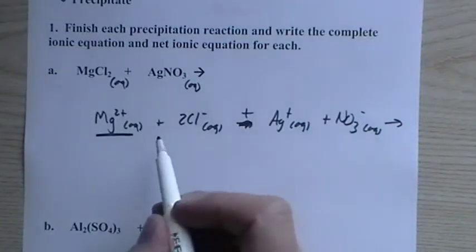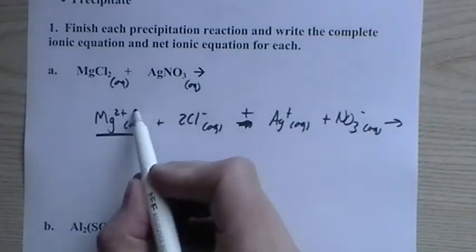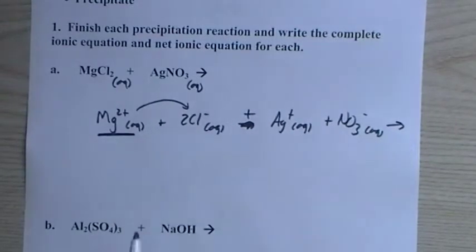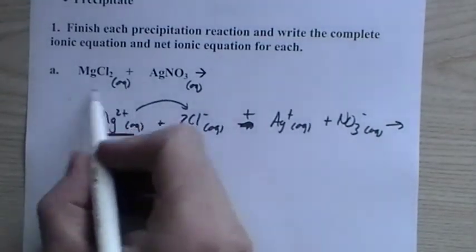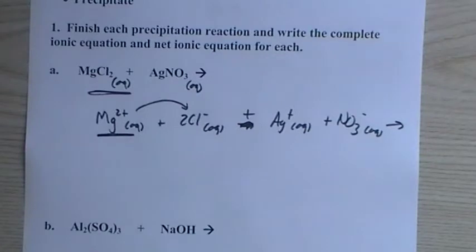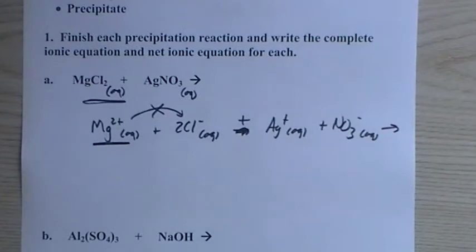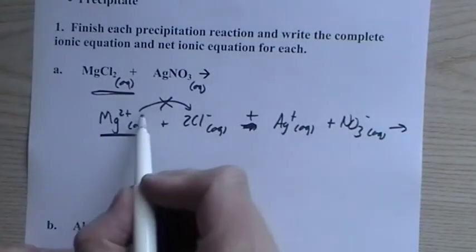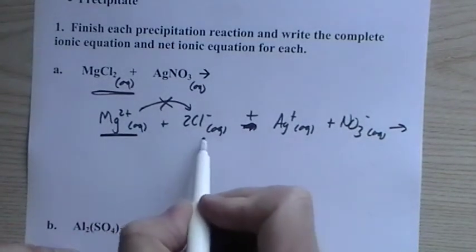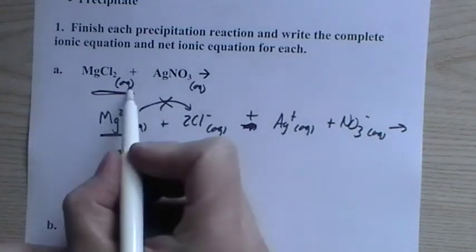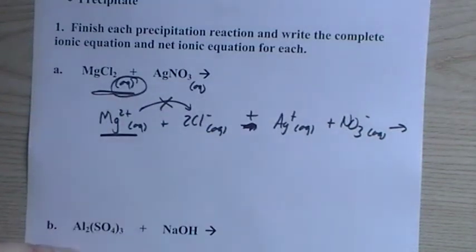So magnesium, what can it react with? Would it react with the chloride? We know that it doesn't. How do we know that? Because it went into solution as an aqueous compound, or a soluble compound. When it goes into solution, it breaks up, so there's no way that it comes together. So we can just skip that. Magnesium is not going to come back together with the chloride and precipitate out. By being a soluble compound, we know that it doesn't do that.